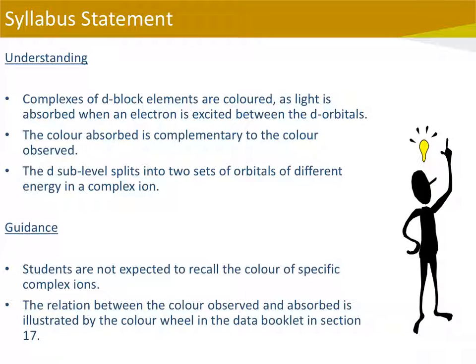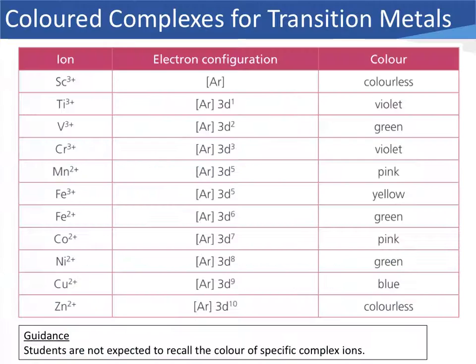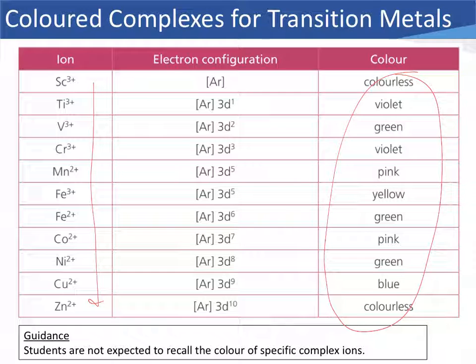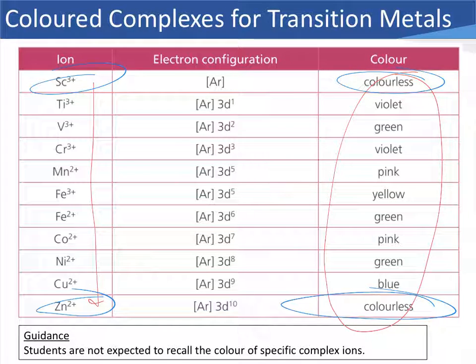There are a number of syllabus statements that we will cover. So let's look at the electron configuration of a number of different ions of the transition metals and their colors. I want you to notice two in particular: zinc 2+ and scandium 3+.